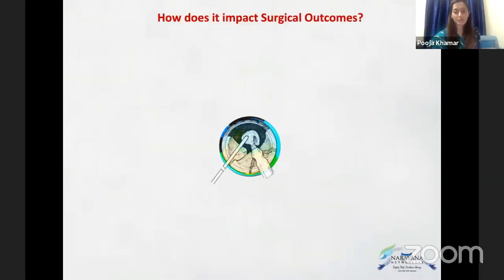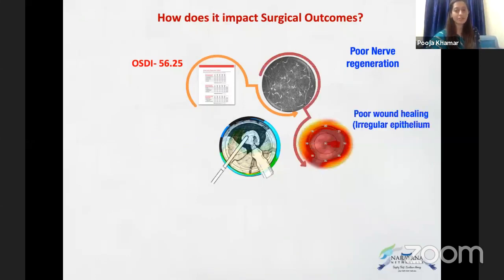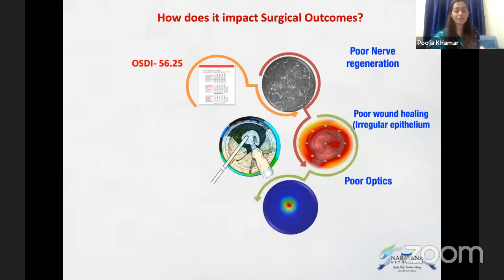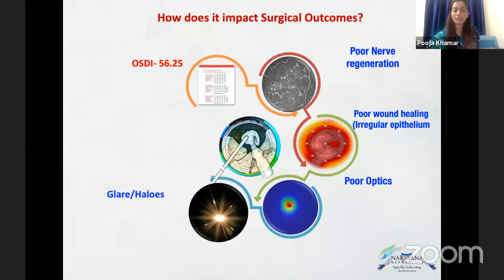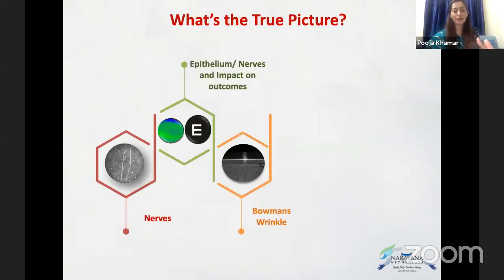So just to summarize, how does it impact your surgical outcomes when you do any surgery? The post-operative discomfort is going to be higher, which will lead to poor nerve regeneration and poor wound healing, which is an irregular epithelium, which will affect your optics, and patients will complain of glare and halos, which will lead to a poor quality of life, affecting both your patients and yourself as doctors when you're treating them, because you don't know what is happening. So now let's come to the role of Bowman's.